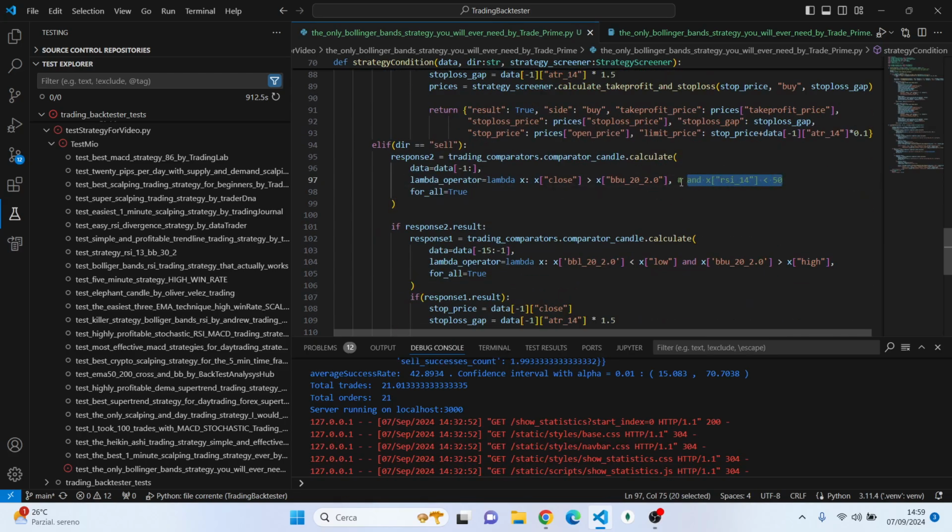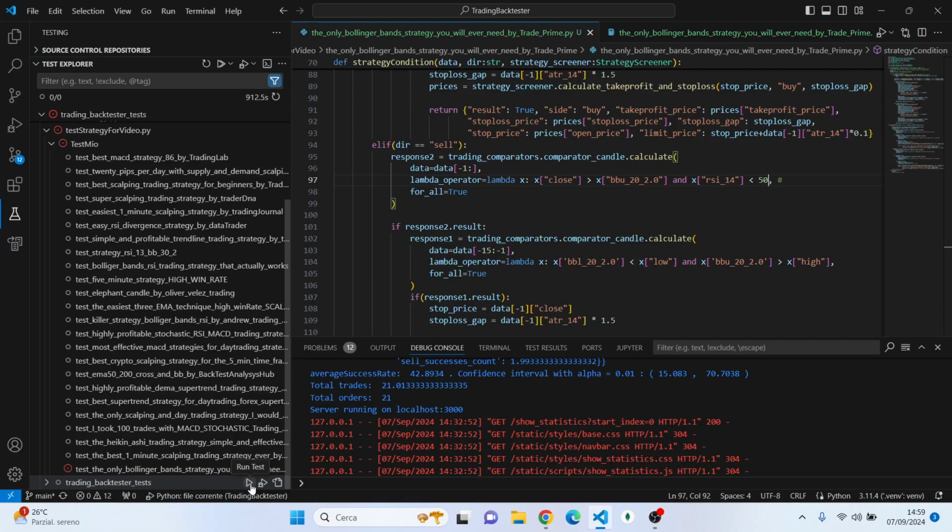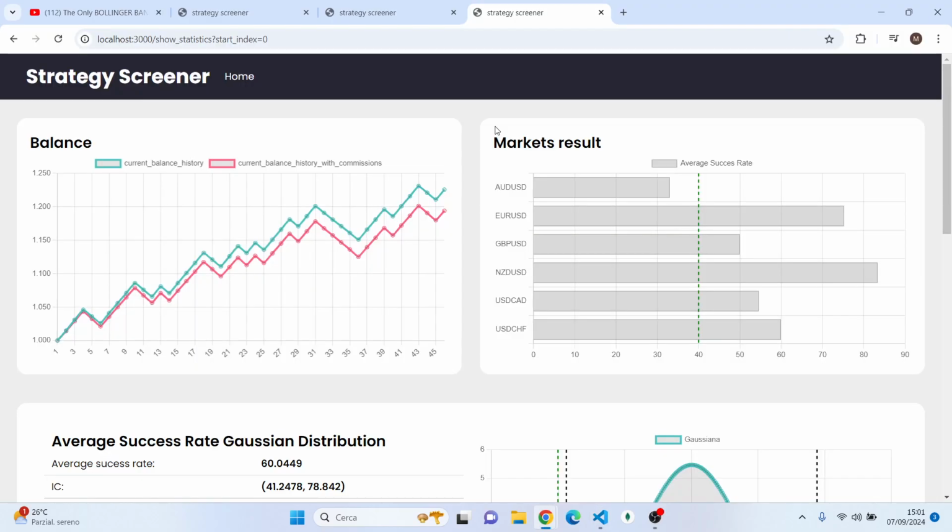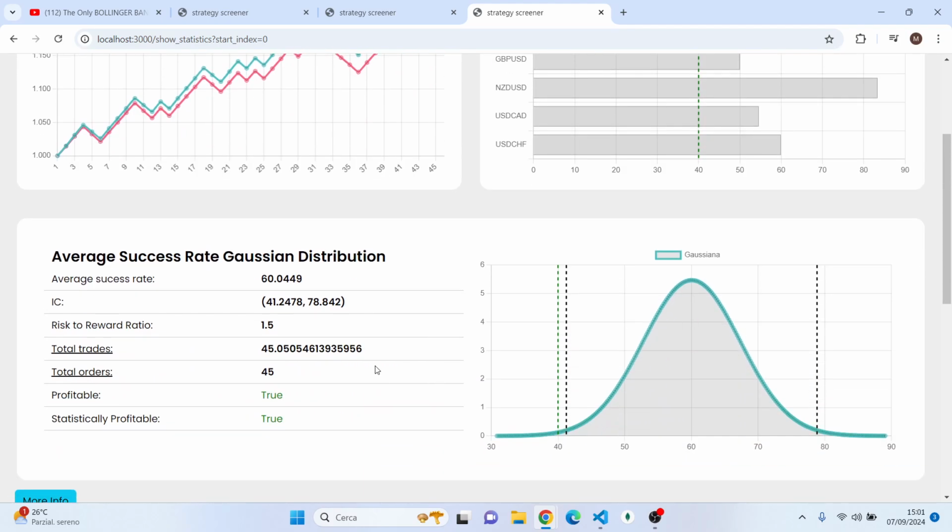So, to check RSI both for long and short positions. Now let's run the strategy again and see how it performs. Okay, as you can see, we have a high average success rate, 60%, probably the highest average success rate on this channel so far. Maybe we have found the holy grail of all trading strategies online. But as you can see, the number of trades is very low.